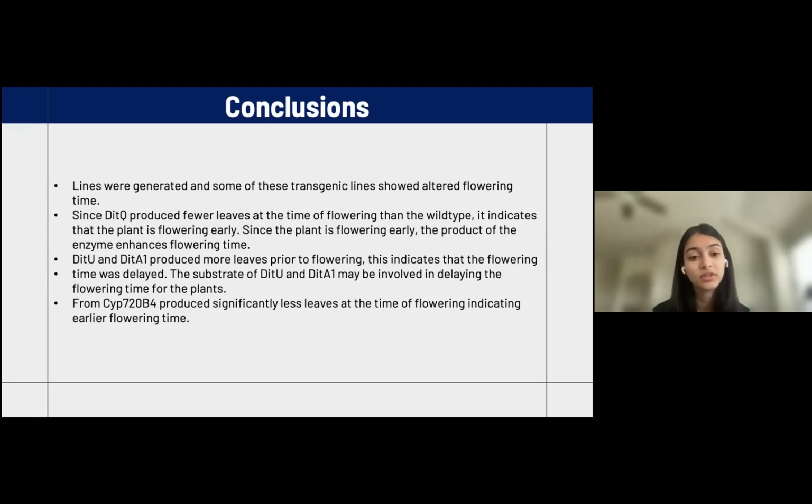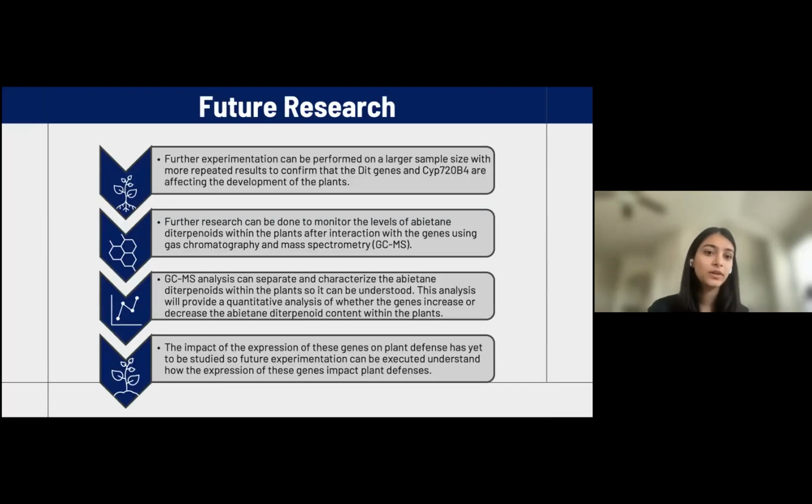And from CYP720b4, CYP6 produced significantly fewer leaves, or sample 6 produced significantly fewer leaves at the time of flowering, indicating an earlier flowering time. So future research. Further experimentation can be performed on a larger sample size with more repeated results to confirm that the DIT genes and CYP720b4 are affecting the development of the plants.